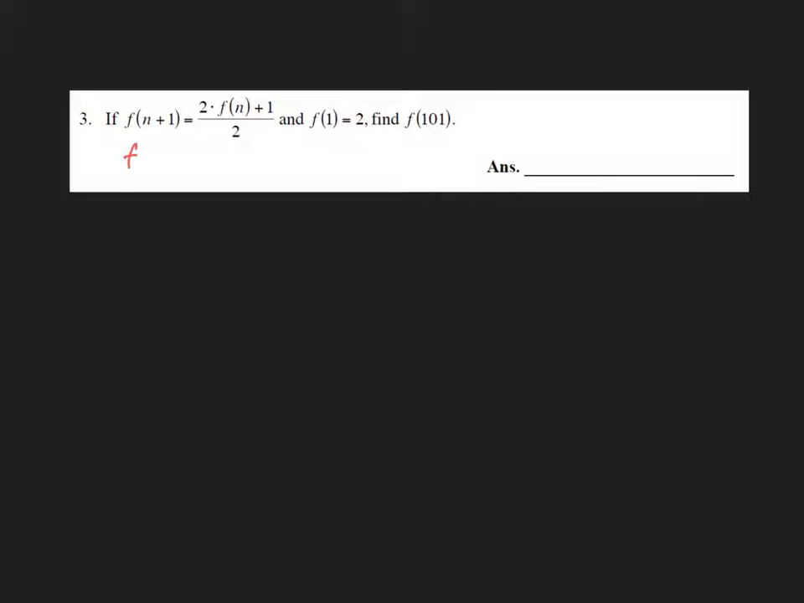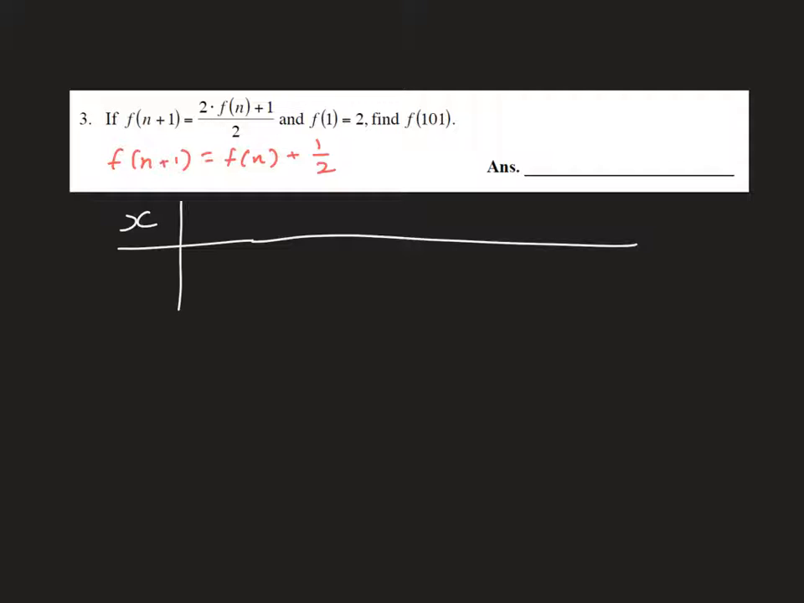So let's rewrite the formula for f of n plus 1. And that's f of n plus 1/2. And now we can see how the function works by making a table. So let's start at x equals 1, which we already know f of 1 is 2.